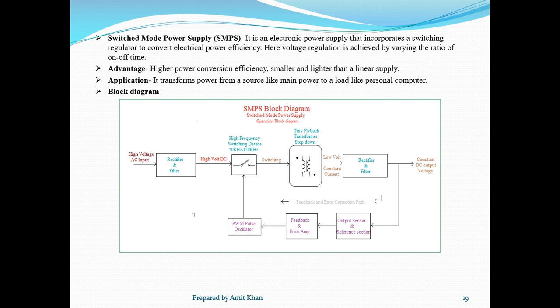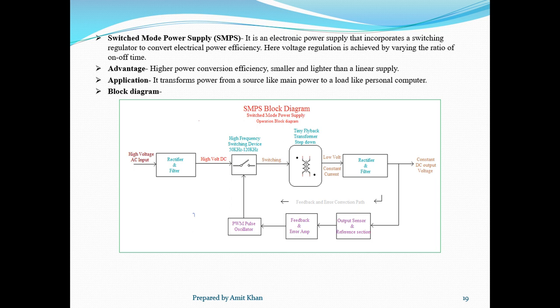Then comes SMPS. SMPS is switched mode power supply. It is an electronic power supply that incorporates a switching regulator to convert electrical power efficiently. Here the voltage regulation is achieved by varying the ratio of on-off time. The advantage of SMPS is it has higher power conversion efficiency, and it is smaller and lighter than a linear supply. The application of SMPS is to transfer power from a source like mains power to a load like a personal computer.